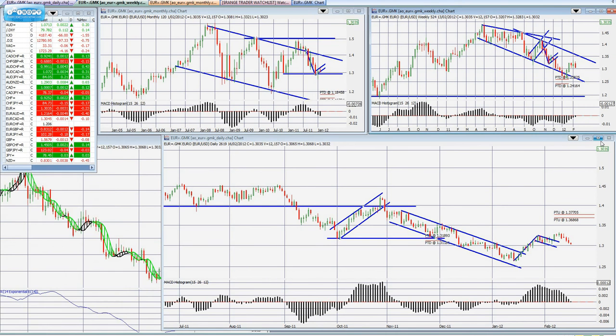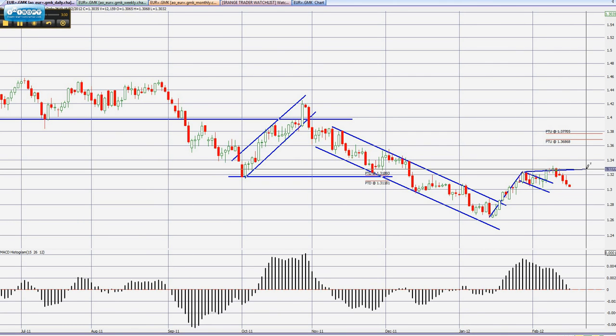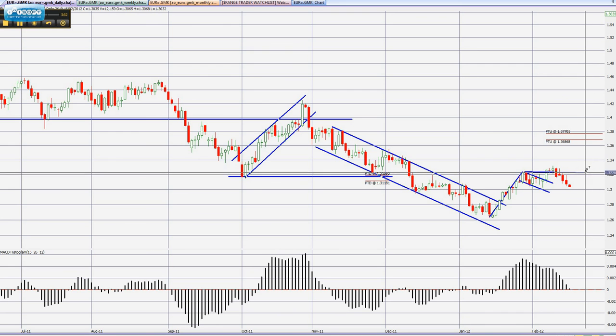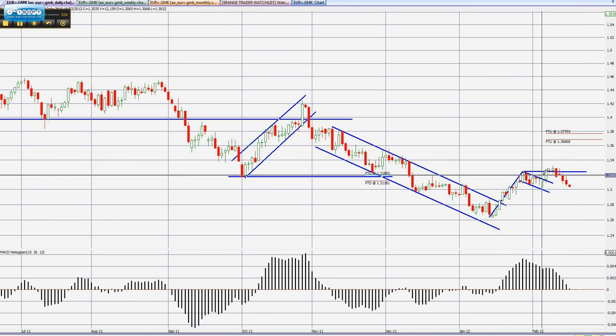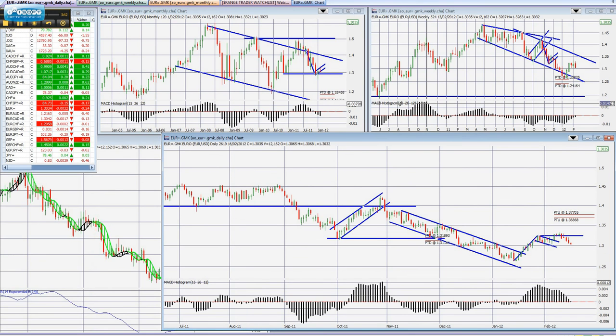On the daily, at the end of the day we did have a bull flag there, but it didn't really pass much of the confirmation line. We had a break, but it didn't really pass the confirmation line, so it's not really telling us it's going up. I wouldn't be trading that on a daily basis. So basically that's the Euro.